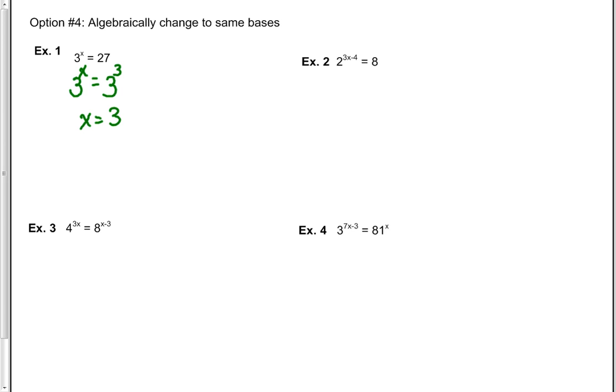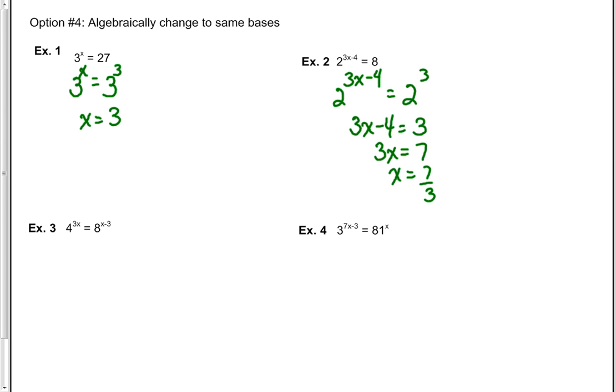Example number 2, I have different bases, but I can write the 8 as a power of 2. So 8 is the same as 2 cubed. So if those two bases are the same, then the exponents must be the same in an equation. So 3x minus 4 must be equal to 3 for that to be a true statement. Those you know how to solve. Add 4 to both sides. Divide both sides by 3. We have our solution.